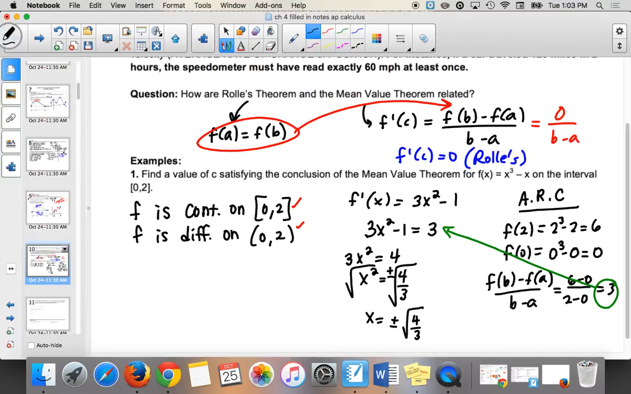So, what is our value of c then? Just the positive one. That is the only one that's on the interval. That's the only one that we're worried about. We don't worry about any other interval. Okay? So that's it.